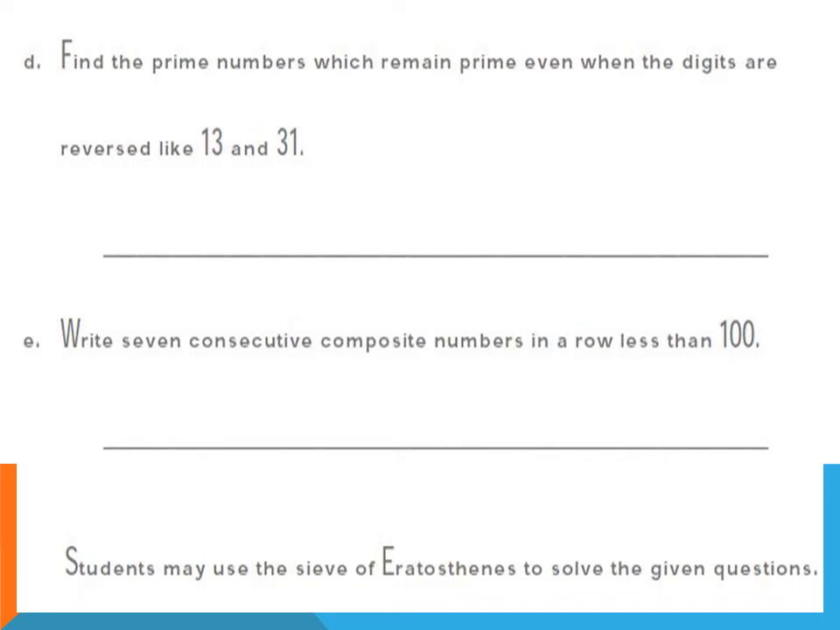Question number D. Find the prime numbers which remain prime even when the digits are reversed, like 13 and 31. 13 is a prime number, and if the digits are reversed, 31 is also a prime number. Like that, find other prime numbers which also remain prime even when the digits are reversed. Question number E. Write 7 consecutive composite numbers in a row less than 100.